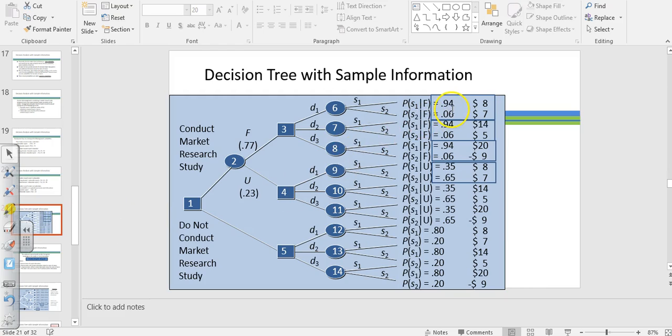So it's the same thing here. Again, it's the same states of nature. And let me write it here just to remind everyone. S1 is strong demand, and S2 is weak demand. And the F is favorable.